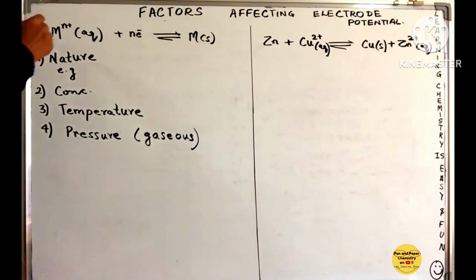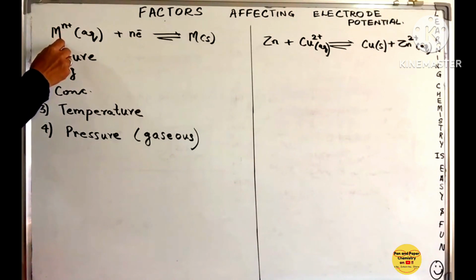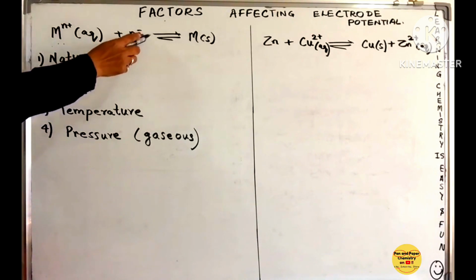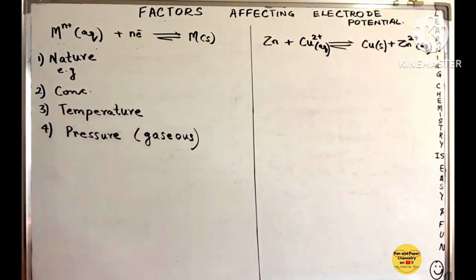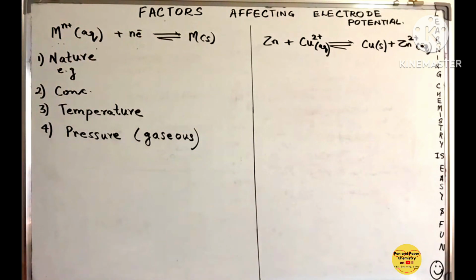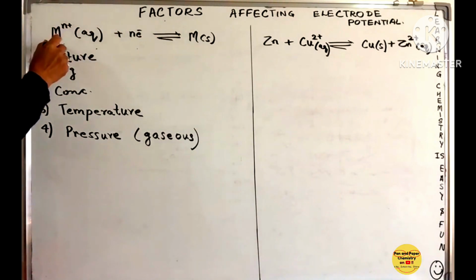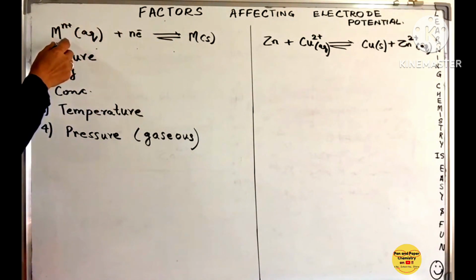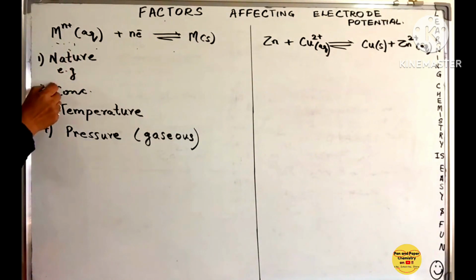So if I write any generic reaction as Mn+ in an aqueous solution plus n electrons in equilibrium with the metal or the element changing into the elemental state, this is how I will write an equilibrium reaction. Now looking at this equilibrium reaction itself, you would be able to give me a lot of factors which will affect the electrode potential. First and foremost that comes to mind is concentration.